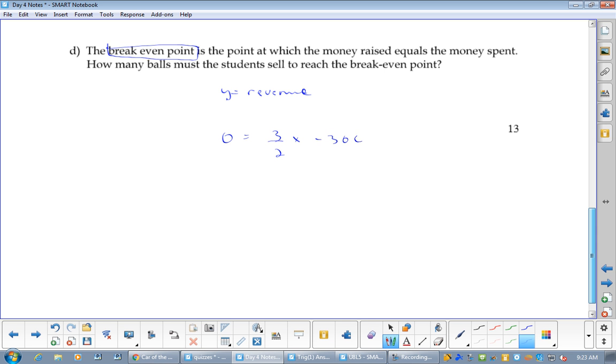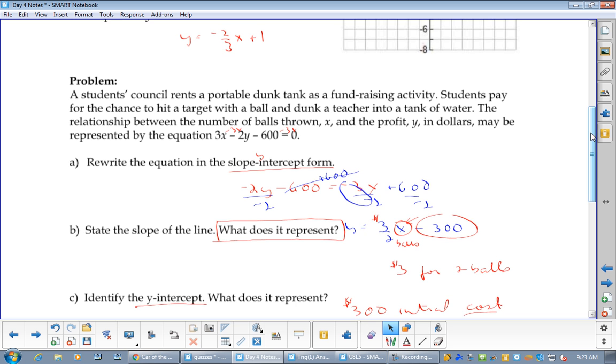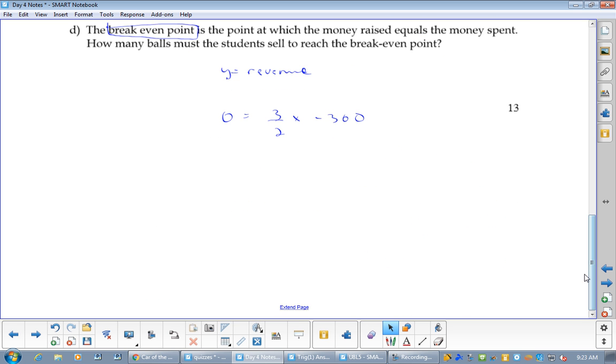So this is what we want to find. When would, or how many people, right? Because what does X stand for? Number of balls, right? How many balls do I have to throw until we start making money? Because let's face it, if you are a dunk tank trying to actually raise money for a charity, right? There's a certain point where you're going, okay, cool, we've paid it off. It's 11 o'clock in the morning. We're doing this all day. At 11 o'clock, we broke even. Now, what we make goes to charity.